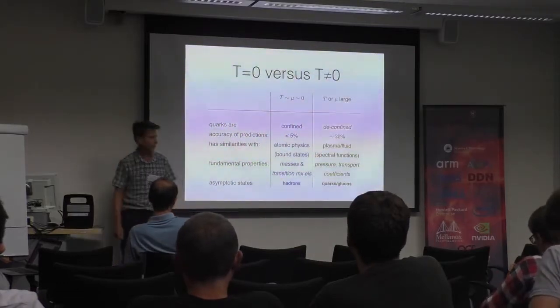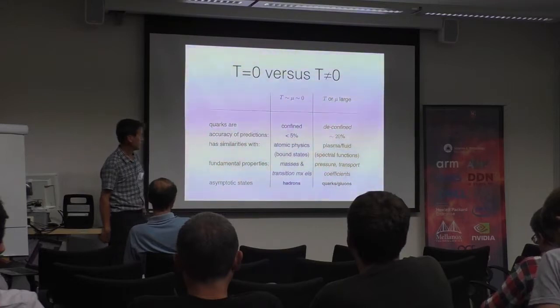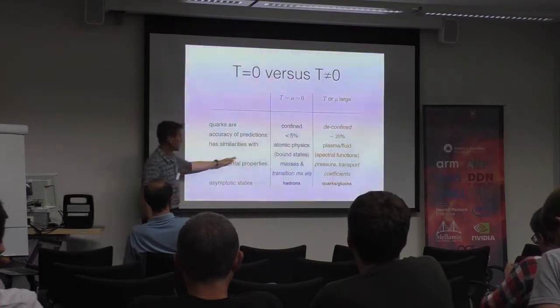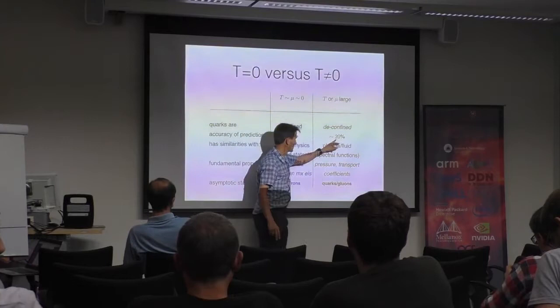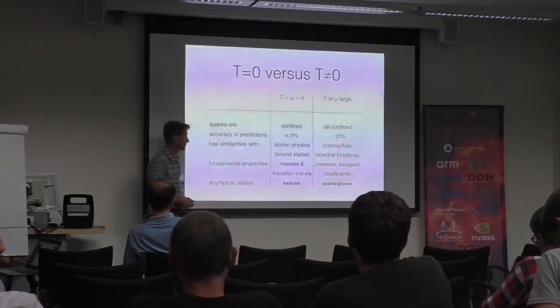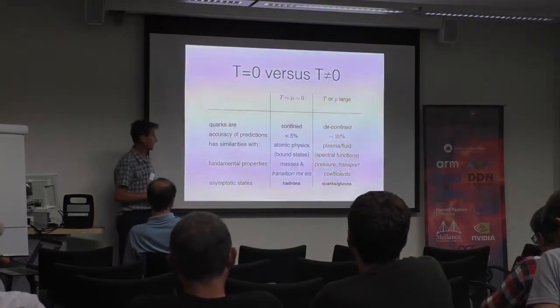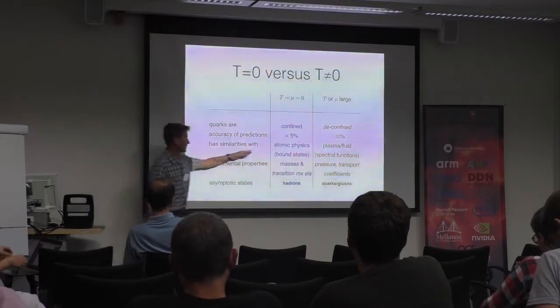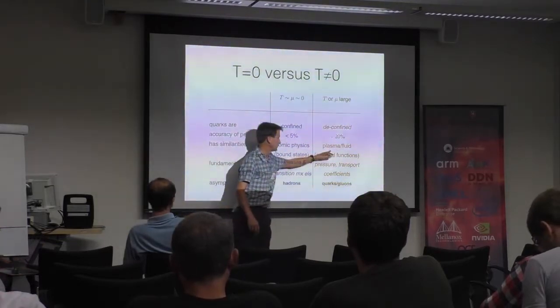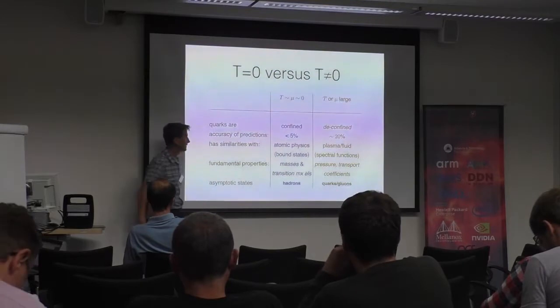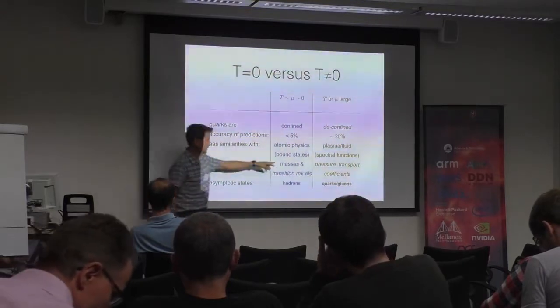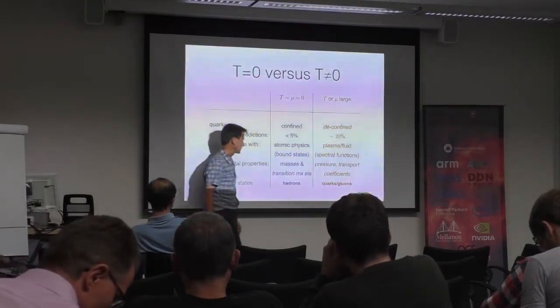You need a different mindset at non-zero temperature or chemical potential. Of course, all hell breaks loose. You're likely sometimes to get 20% errors in some quantities because it's very difficult to study. It's no longer like atomic physics, it's more like plasma physics. These quarks and gluons moving around. You don't have discrete states when you think about things called spectral functions.